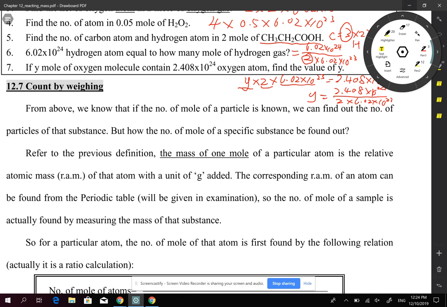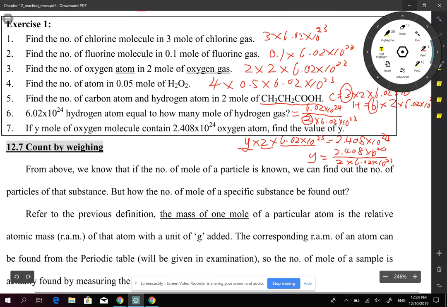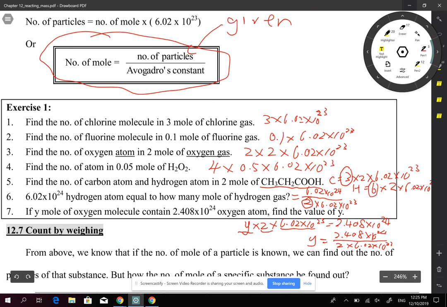You are provided with number of particles. If you are asked to find out the number of mole, just divide the number of particles by Avogadro constant.